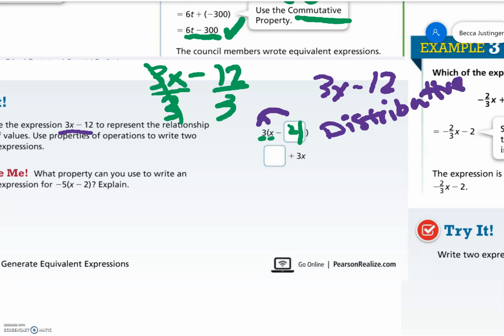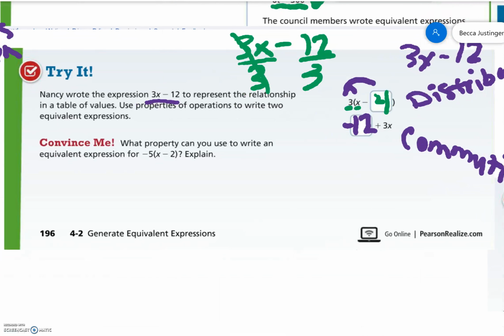Now we're going to show with the commutative. Remember, commutative means change orders. So instead of the 3x being in the front, now the negative 12 is going to be in front. Remember, we can change the order as long as we keep the sign.